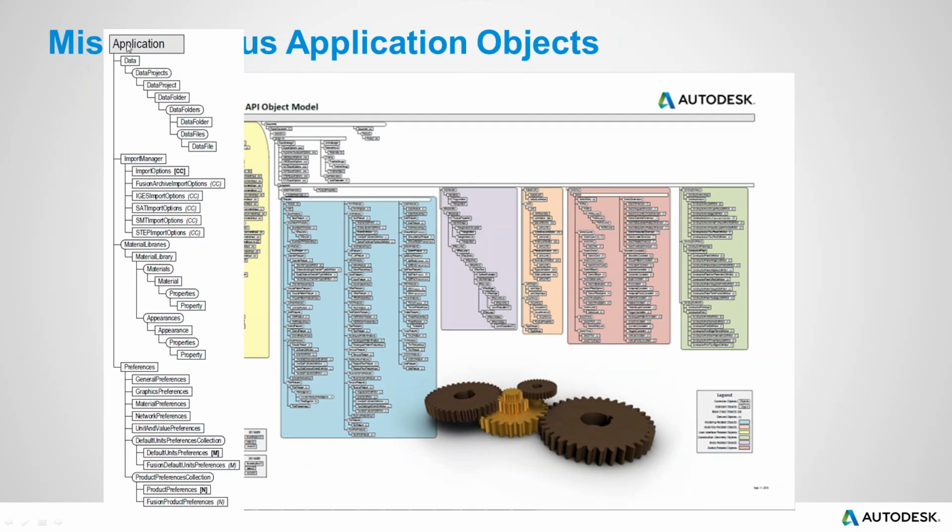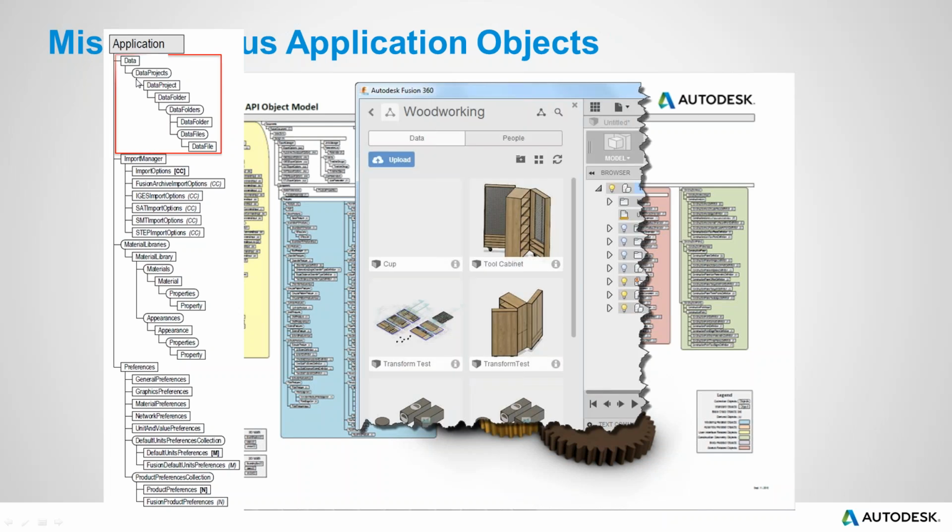And so from the application, this first one, the data object and the objects underneath it, provide functionality somewhat equivalent to the data panel.